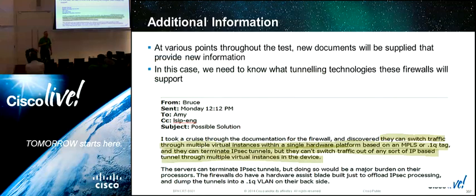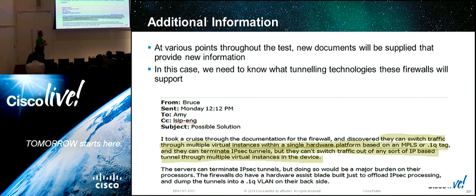Okay, so what does that mean? It means they can terminate an MPLS tunnel, a .1Q tag. They can switch between them, but they can't take tunnel traffic. They can't switch traffic out of IPsec tunnels between multiple instances, right? It says the servers can terminate IPsec, but it would be a major burden on their processors.